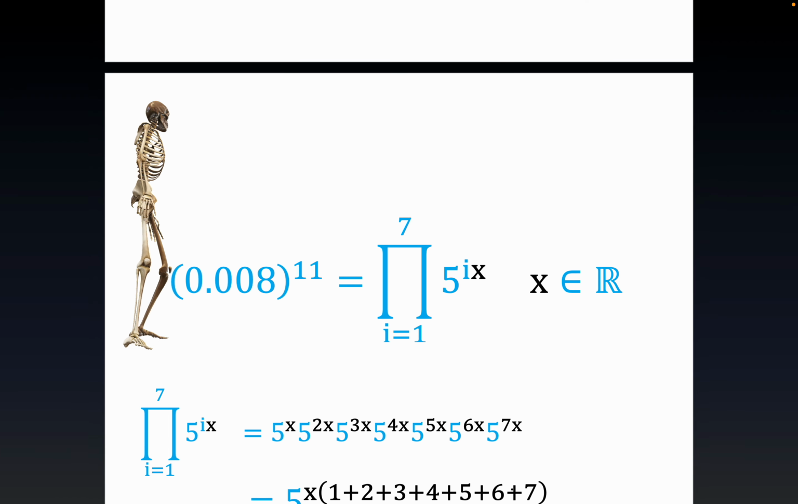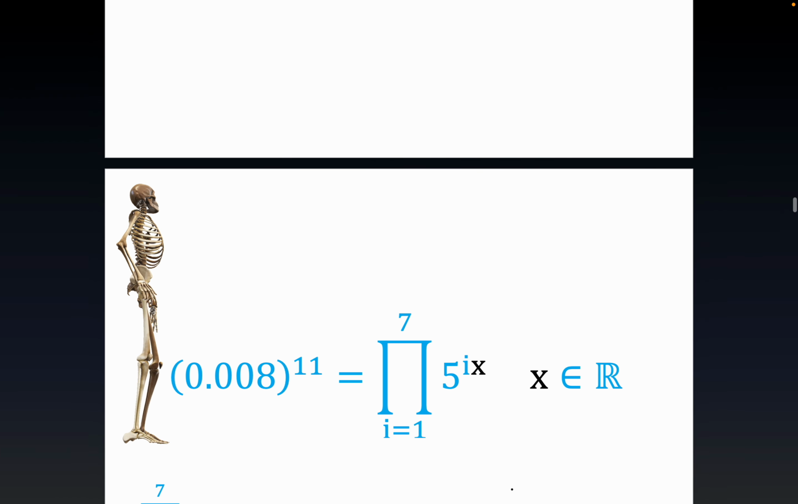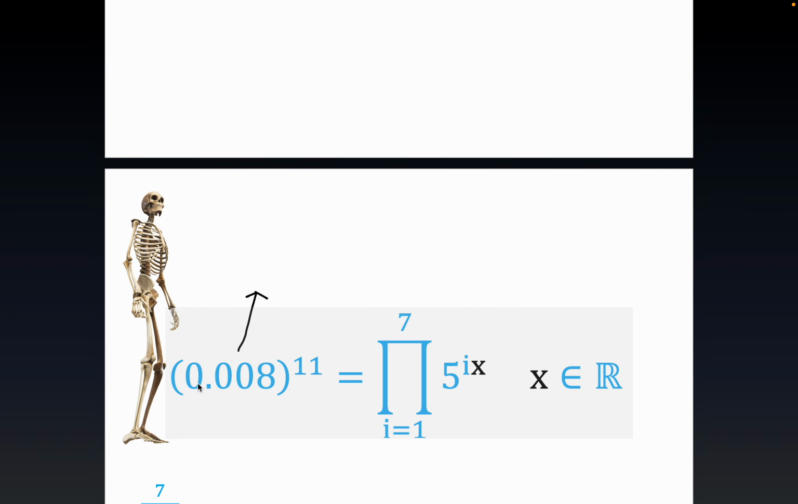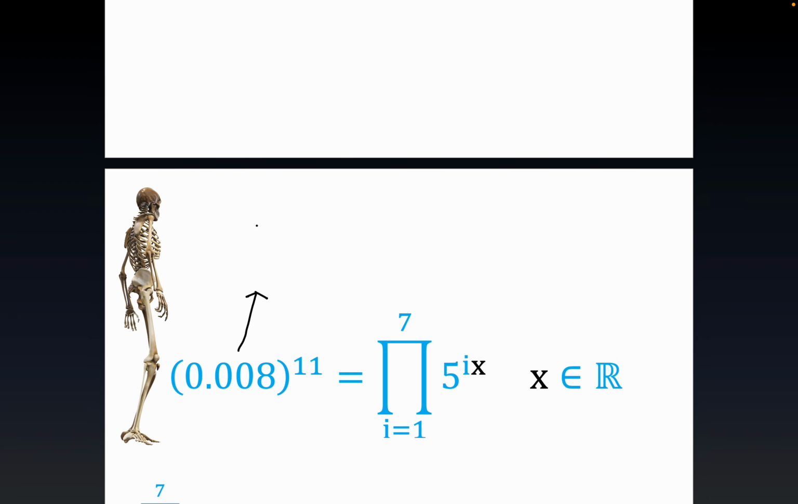Hey everybody, this problem with the compact product notation is quite a bit easier than it looks if you just realize that this decimal right here, 0.008, is just 1 over 125. And of course, if you recall your laws of exponents, you can write this as 5 to the minus 3.